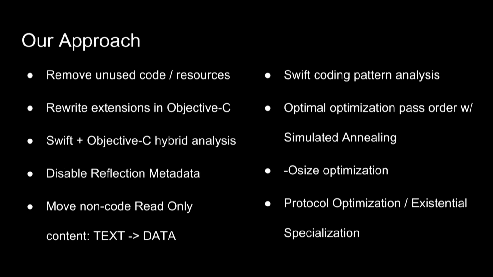So we started investigating, and here are some of the things we've done. We removed unused code and resources, rewrote extensions into Objective-C, and disabled reflection metadata. We analyzed Swift coding patterns, and we built and improved optimization tools and the Swift compiler. I'll go over each one in more detail.